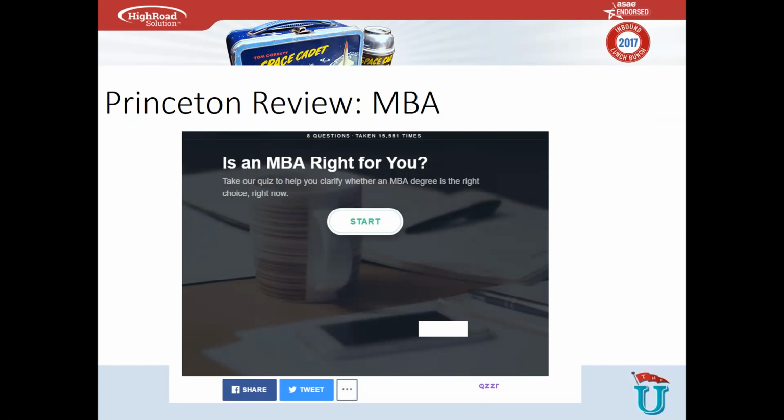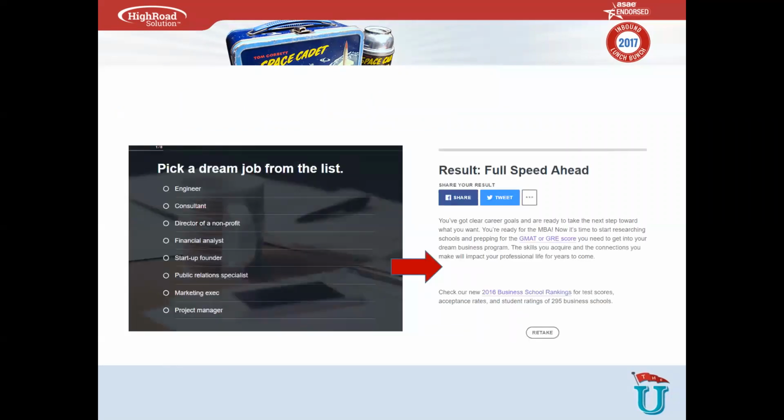Another example, Princeton Review. They sell books about MBA, GMAT prep, et cetera. They're putting out a little quiz format to find out, is an MBA right for you? This one is so easy for associations to duplicate and make their own. You could say, is this certification right for you? Is this conference right for you? Is membership right for you? But the point is, it's interactive.